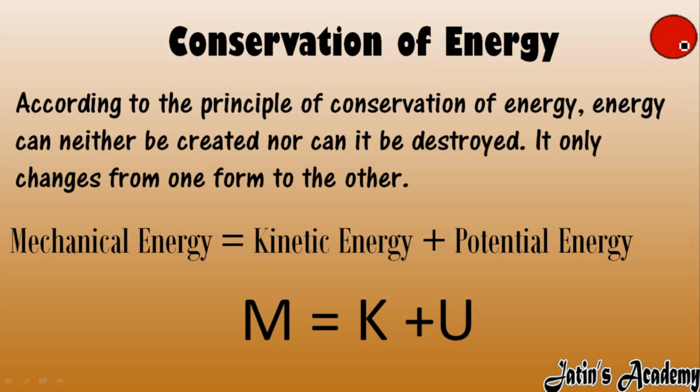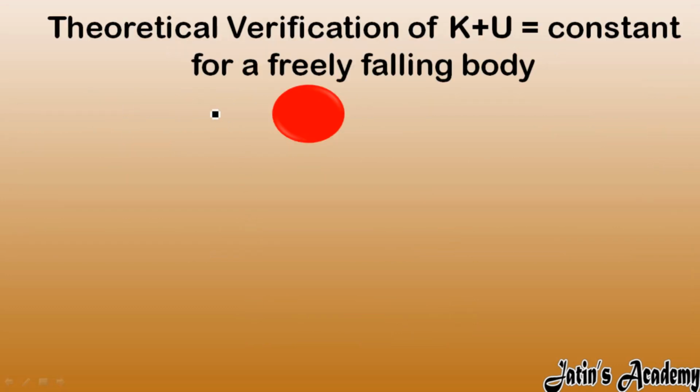Here as this ball is moving down, potential energy keeps on decreasing but kinetic energy keeps on increasing. And as this ball is moving upward, potential energy keeps on increasing and kinetic energy keeps on decreasing. But one thing is conserved, one thing is constant, that is the sum of both kinetic and potential energy, that is the mechanical energy. Clear? So here we will do a theoretical verification of K plus U is constant.